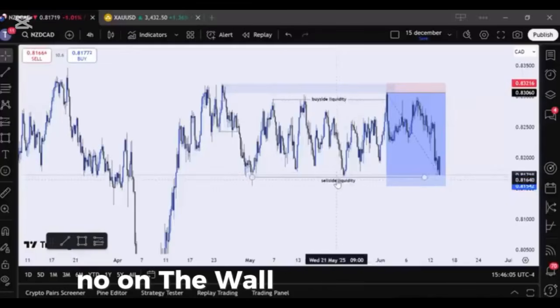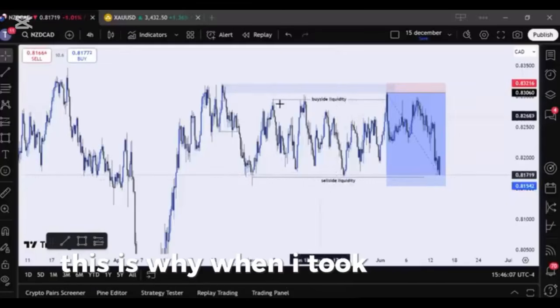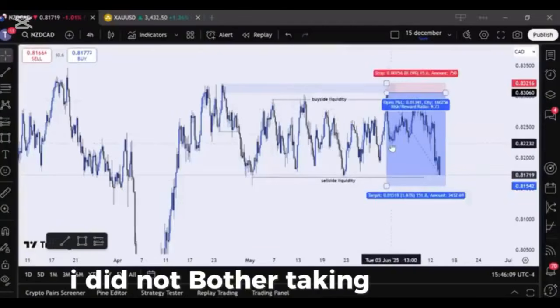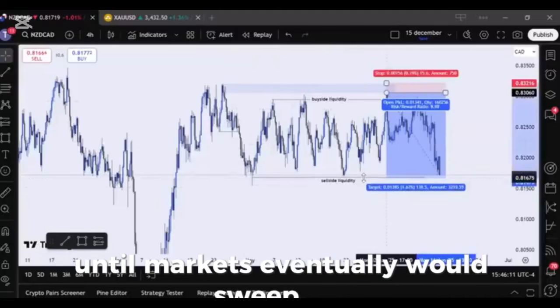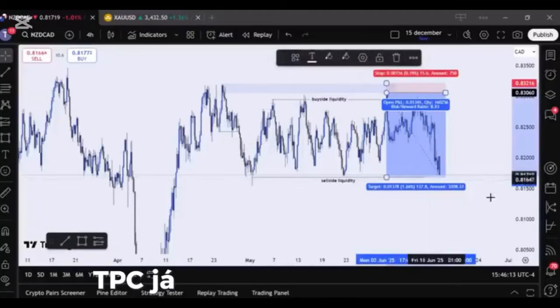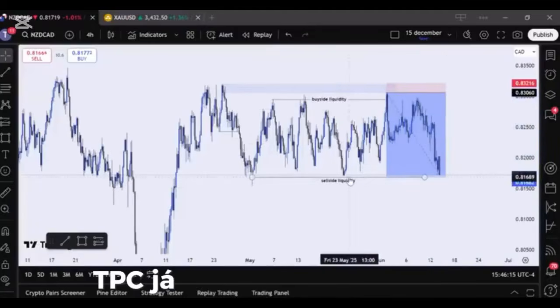Which means that the buy side liquidity got taken out first, and where market is heading to is to take out the liquidity on the sell side, which is why when I took this trade from here, I did not bother taking my profit until market eventually would sweep this. Well, to be honest, TP is already almost hit here, because this is what I'm targeting for the take profit level. So our market triggered this zone.